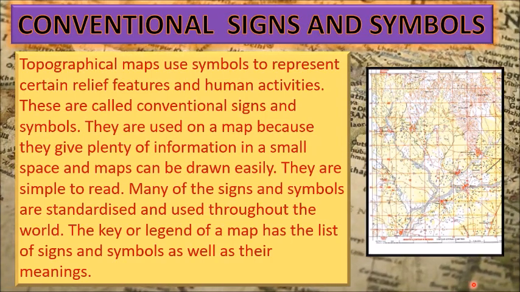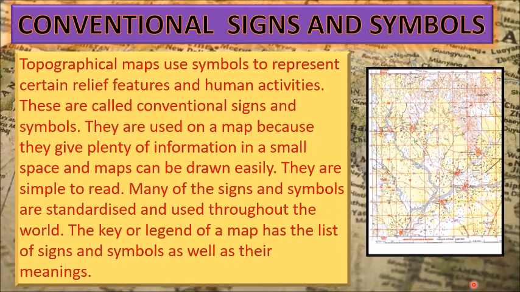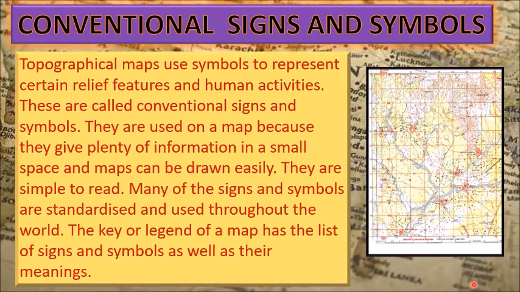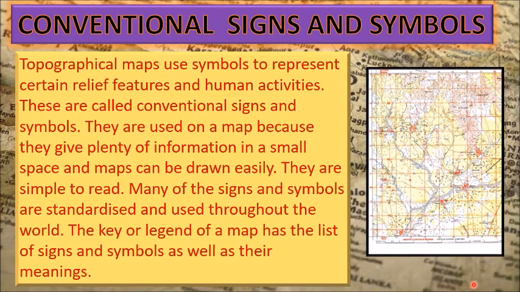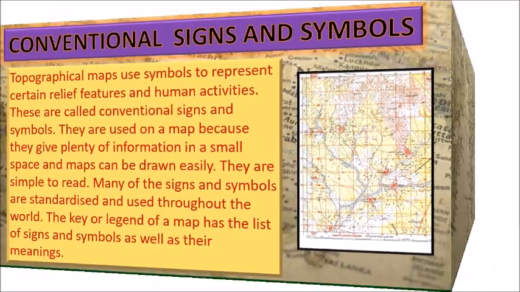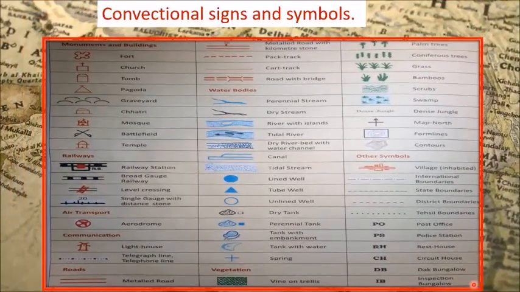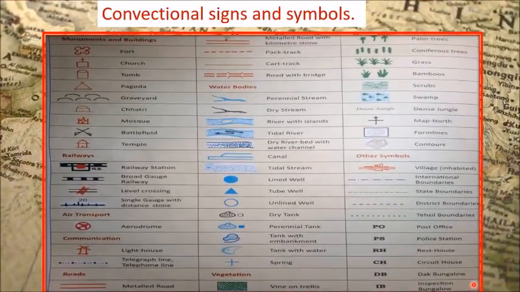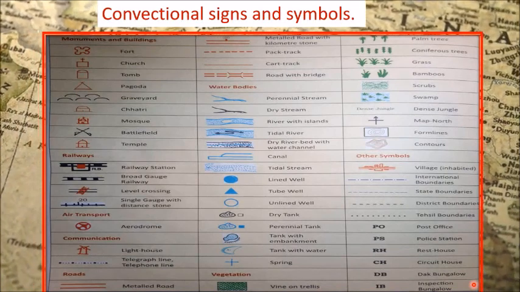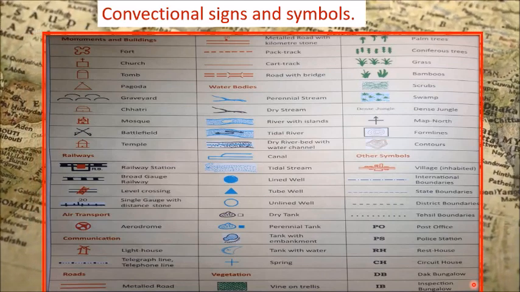and maps can be drawn easily. They are simple to read. Many of the signs and symbols are standardized and used throughout the world. The key or legend of a map has the list of signs and symbols as well as their meanings. The chart given here shows some important conventional signs and symbols. Please go through these signs and symbols, learn to draw them as well as remember the color that is being used for them.